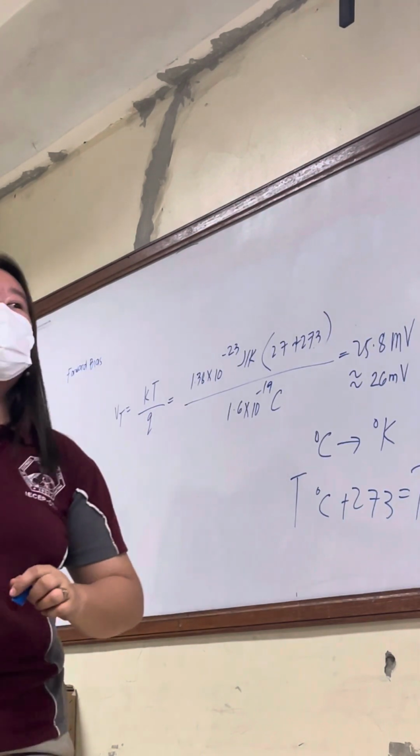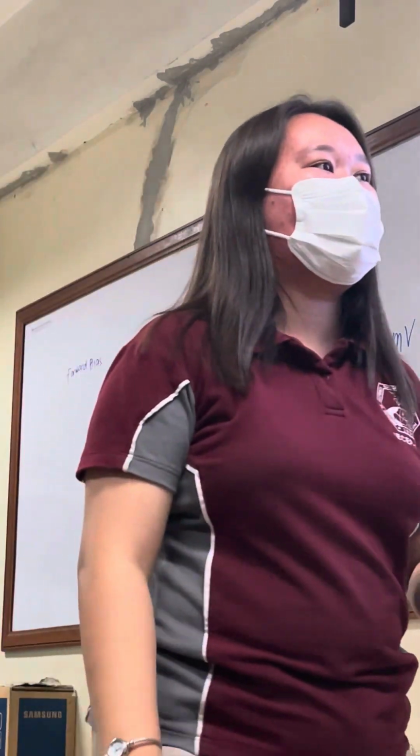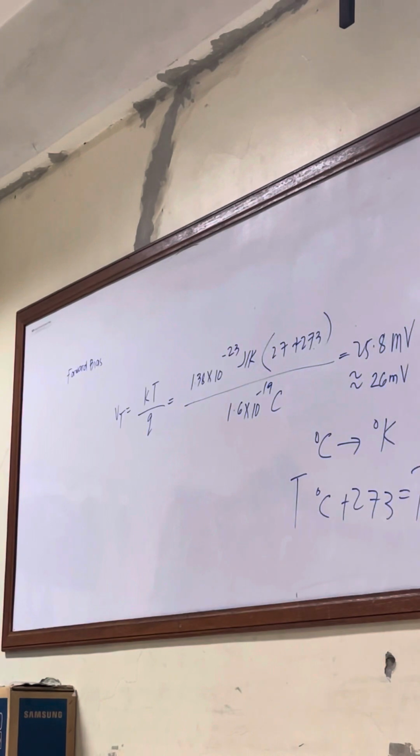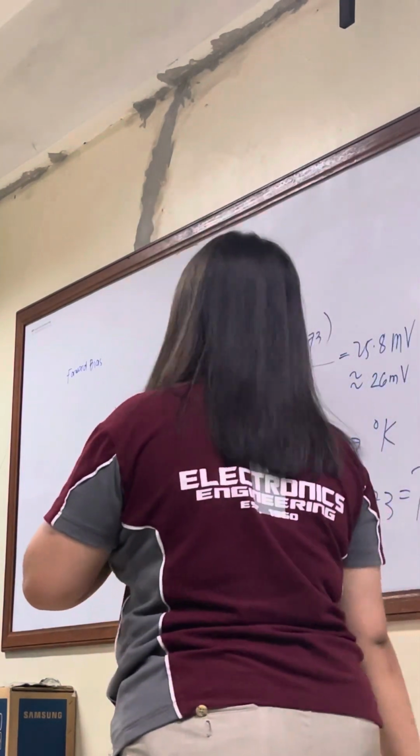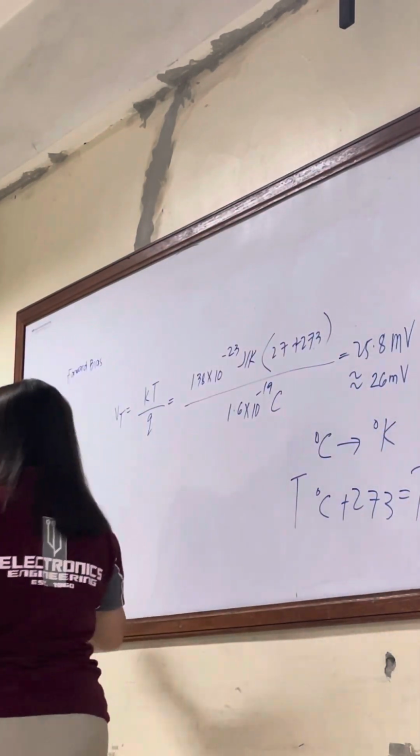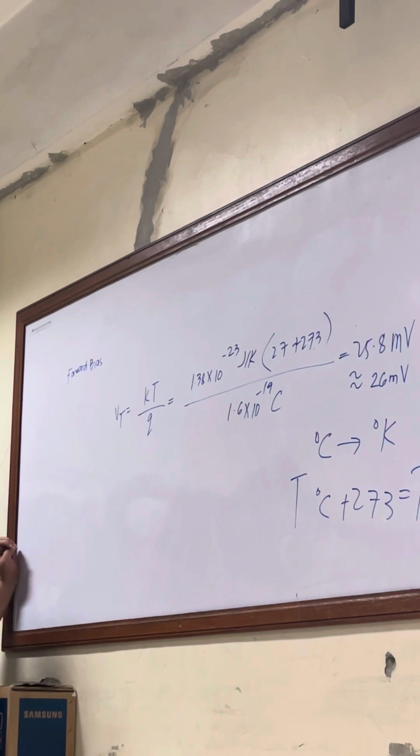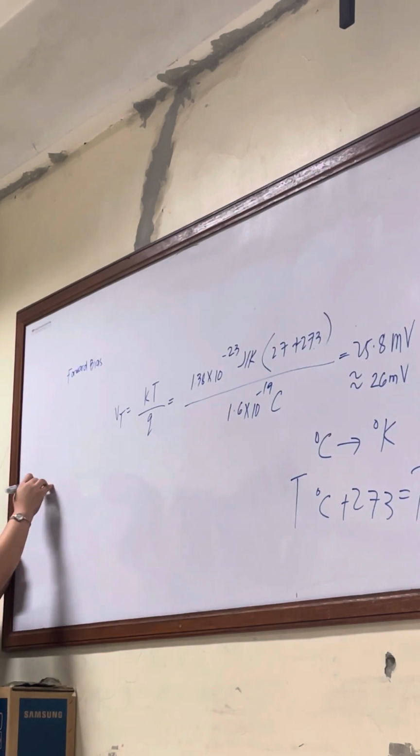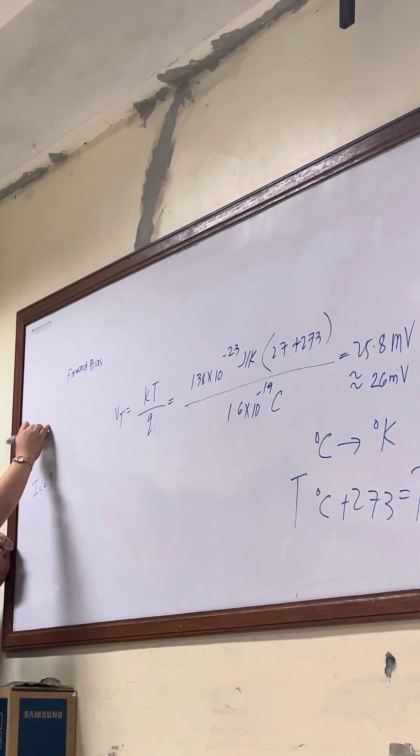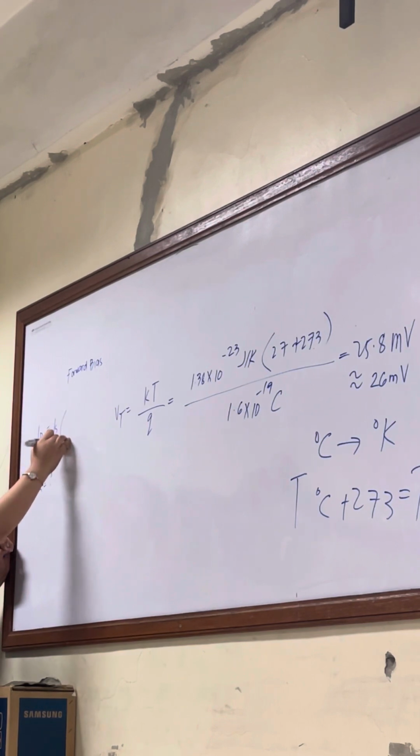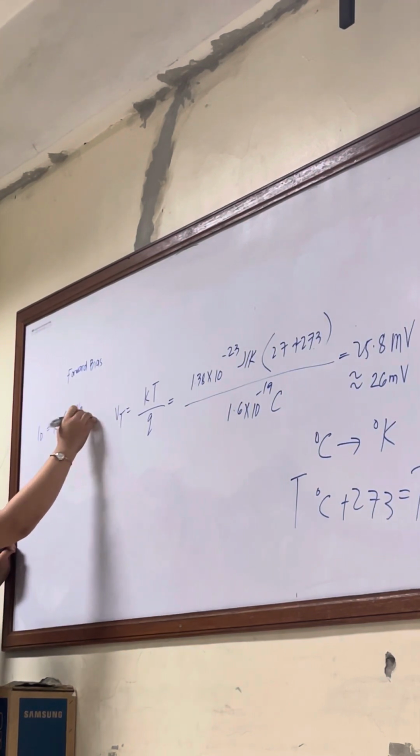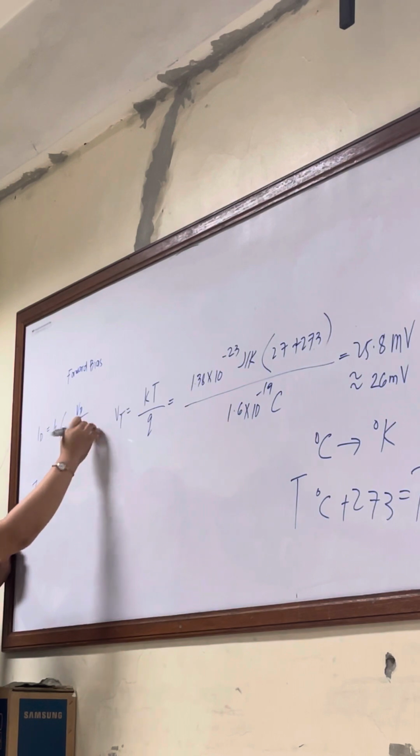The forward current through a silicon diode is 10 milliamperes at room temperature. The corresponding forward voltage is 0.75 volts. Solve the reverse saturation current, IS. The formula is ID equals IS times e raised to the power of VD over N VT, minus 1.